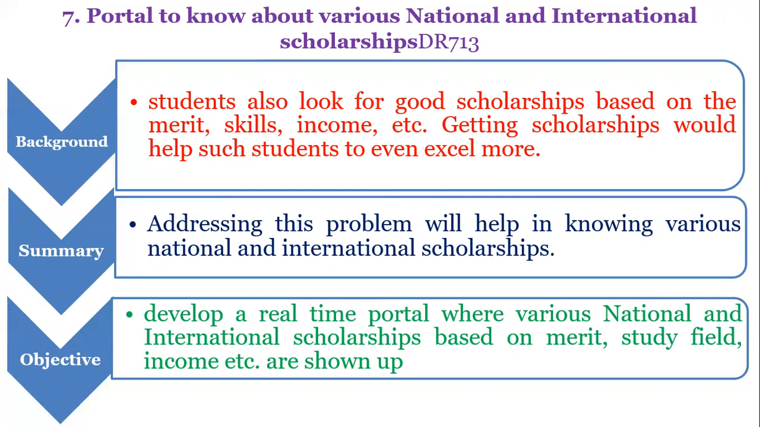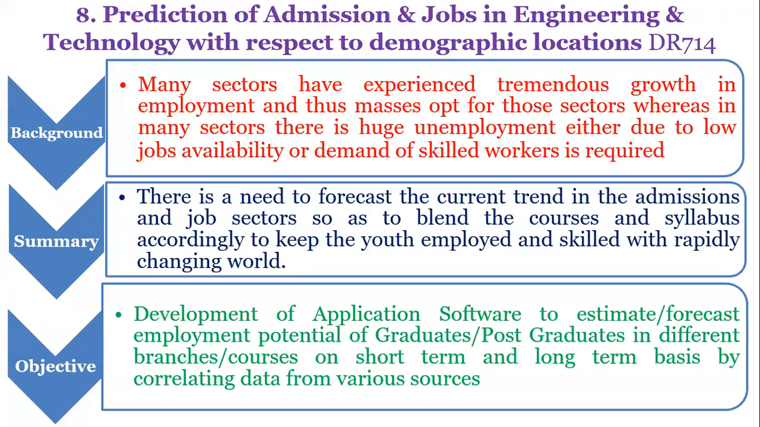The objective of the problem statement is that we need to develop a portal where various national and international scholarships based on merit, study field, income, etc. are shown up. There should be real-time data management, which should be updated with the latest scholarships that are being offered. Then the eighth problem statement is on prediction of admission and jobs in engineering and technology with respect to demographic locations. With the advent of time, technology and the requirement of the job sector have changed drastically as compared to 10 years back.